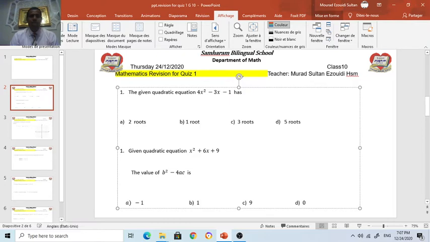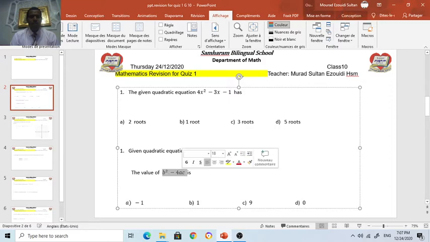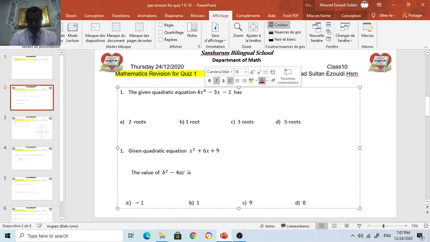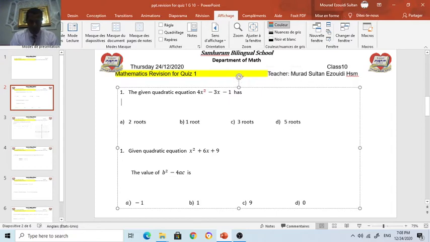4x squared minus 3x minus 1. In general, does it have 2 roots, or 1 single root, or 3 roots, or 5 roots? First of all, my learners, in order to choose the right answer, you already know that the index of this quadratic equation, this 2 that I will just color in red, is 2, which means that we have a quadratic equation with 2 roots.